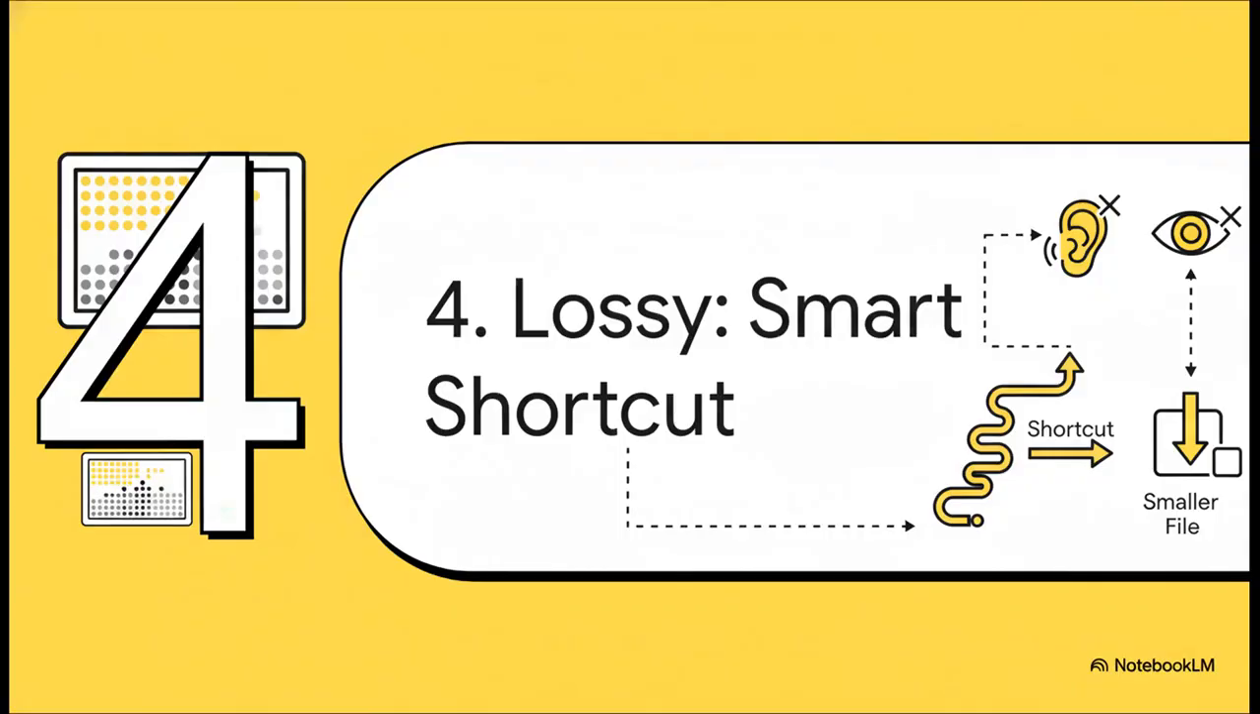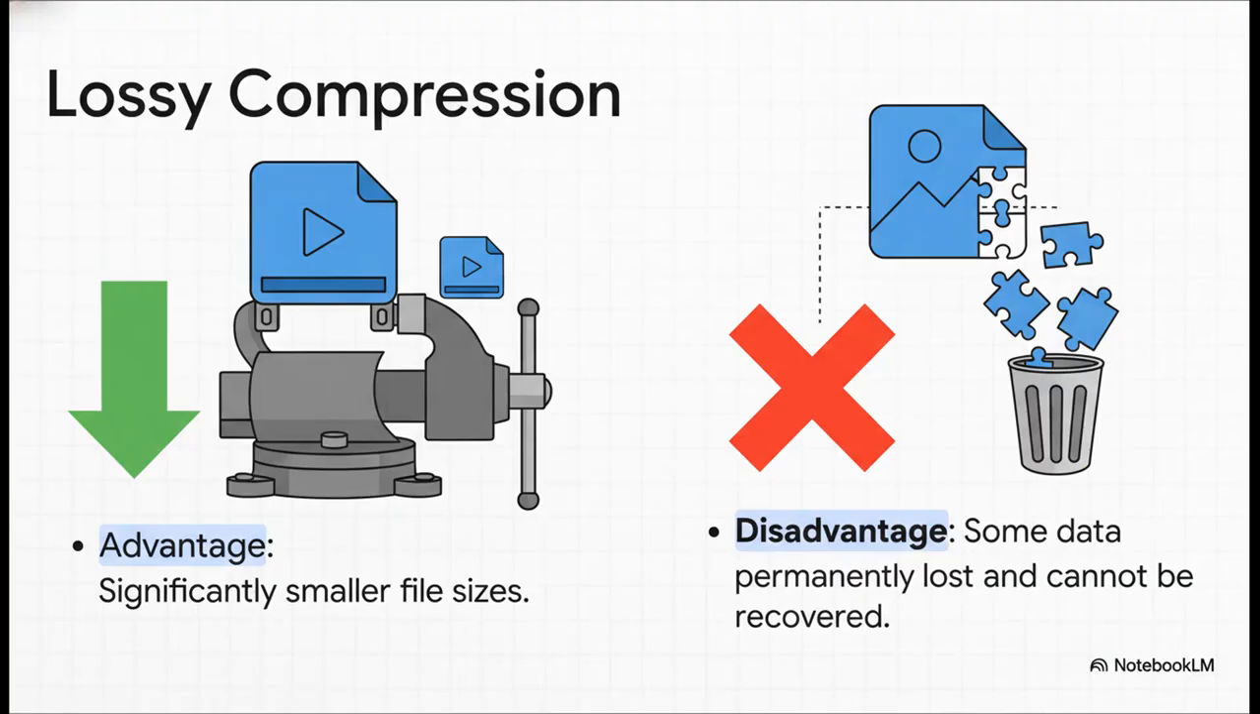And now for the other one, lossy compression, the smart shortcut. Now this approach is really clever. It basically makes a bet that it can throw away some data that our human eyes and ears probably won't even miss, like tiny color differences or sounds that are too high for us to hear, all in the name of making the file way, way smaller. The advantage is huge. You get these dramatically smaller file sizes, which is a total game changer for things like streaming or putting images on a website.